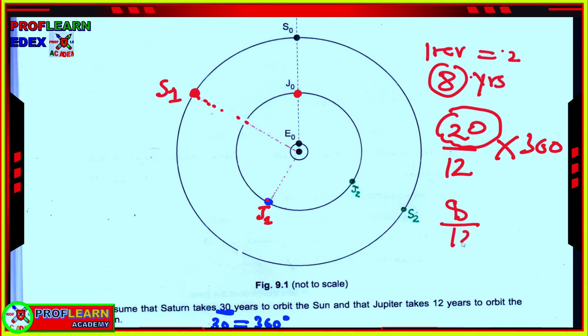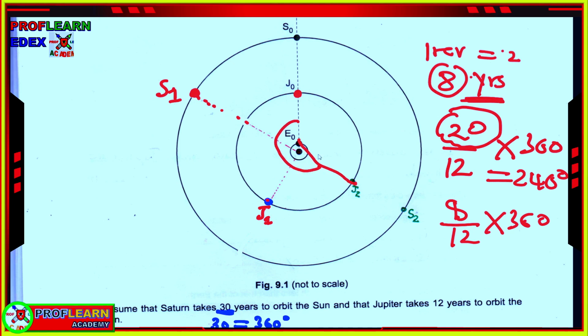8 over 12 times 360, because it has 8 more years. So after the first 12 years, it will go round and be here. The remaining 8 years, it will continue going. So in that, we are going to say it will be 8 divided by 12 times 360, which means it has also moved 240 degrees.